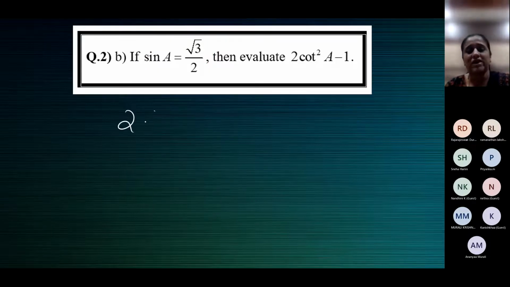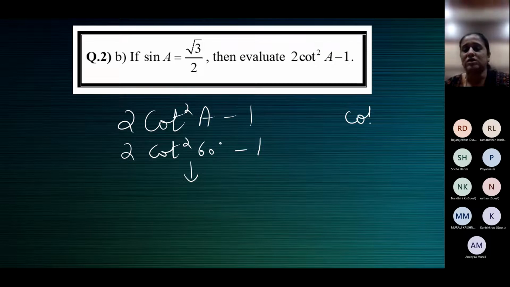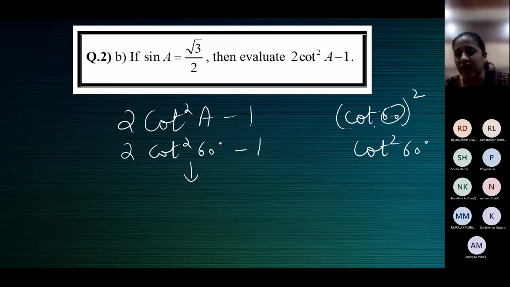Now what? We have to evaluate 2 cot square A minus 1. So that means 2 cot square, we found the value of A, 60 degrees, minus 1. And find the value of cot 60 from the table. See, cot 60 degrees, when you square it, it's written as cot square 60 degrees. You cannot square the angle.